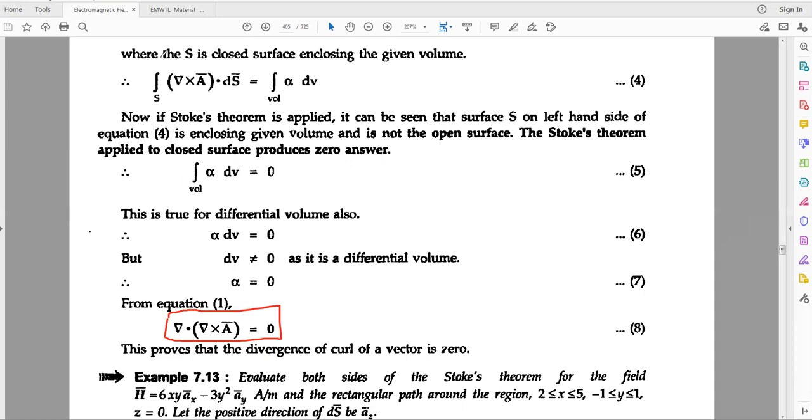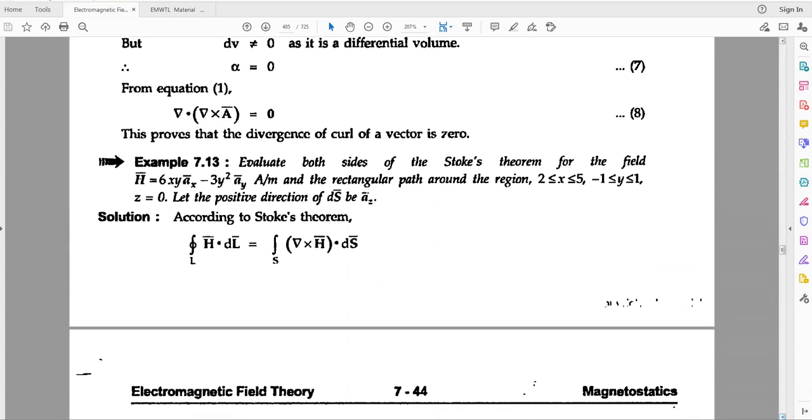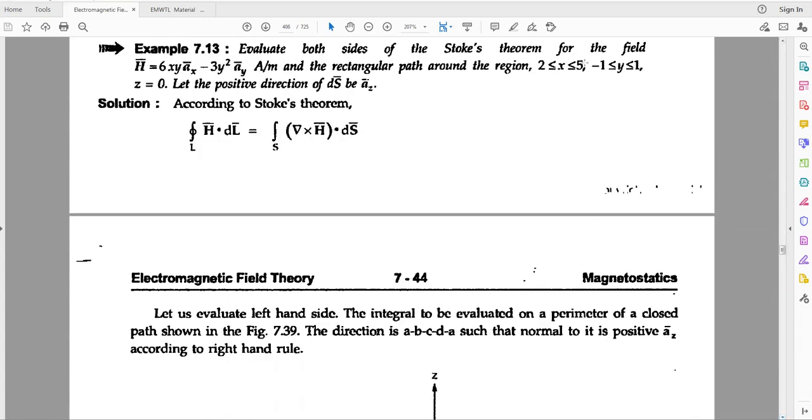Okay. Coming to the next example. Evaluate both sides of the Stokes theorem for the field H bar given, and a rectangular path around the region with x value, y value, and z equal to 0. Let the positive direction of dS be a_z bar. According to the Stokes theorem, for the H bar given, the integral of H bar dot dl bar is equal to I, from Ampere's circuit law.